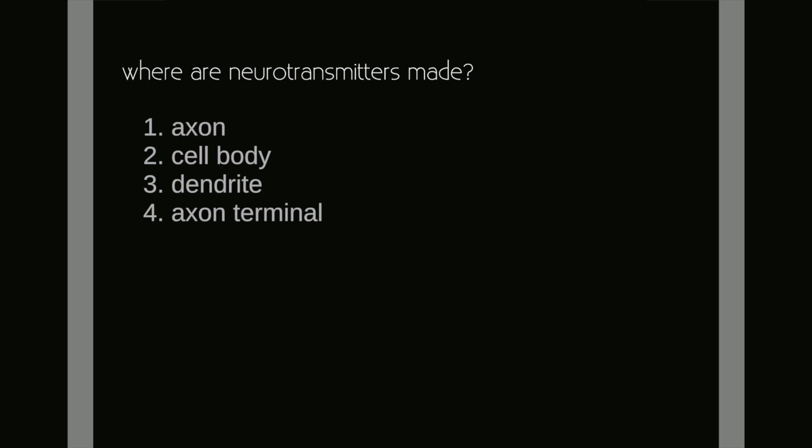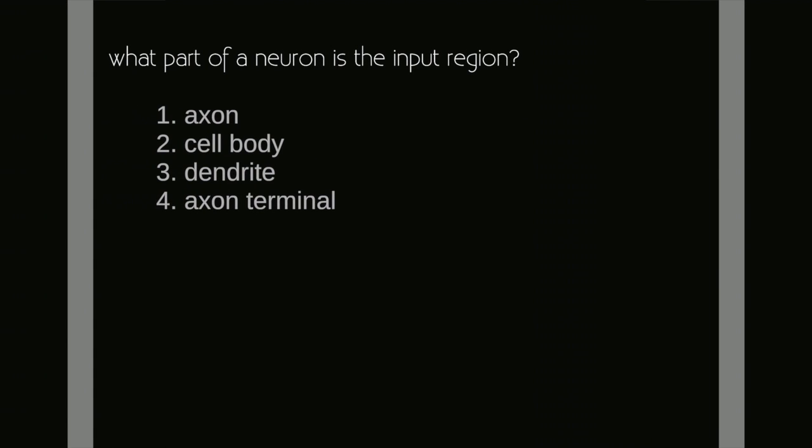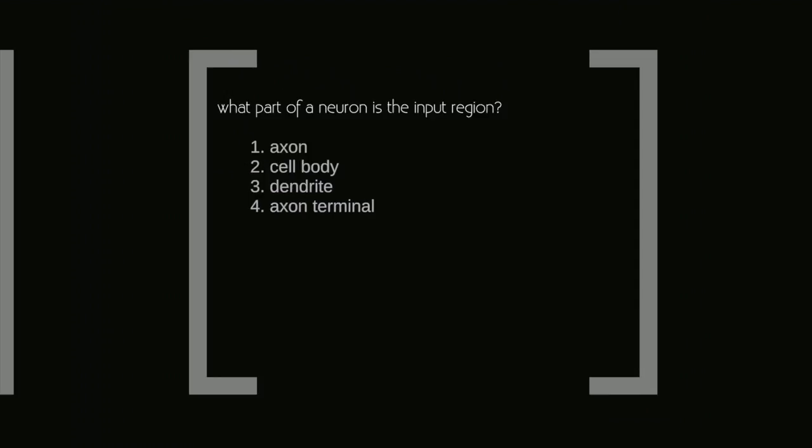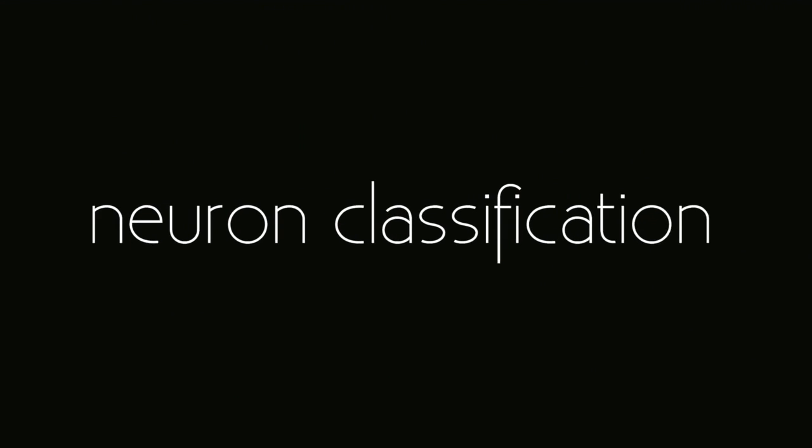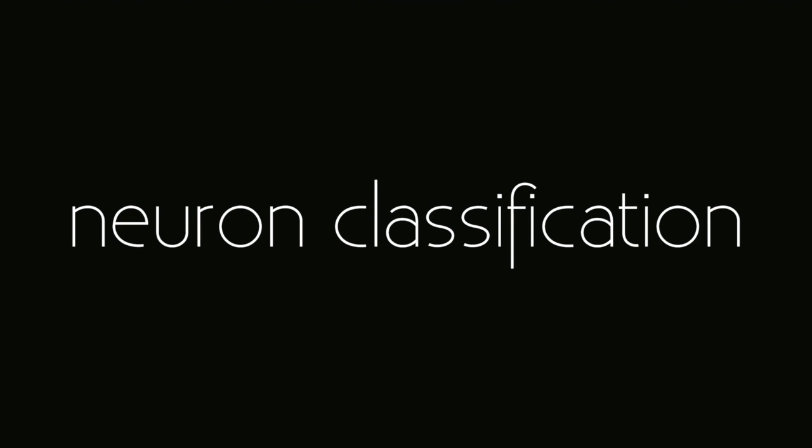Where are neurotransmitters made? And the correct answer is cell body. What part of a neuron is the input region? And the correct answer is dendrite. What type of cells transmit action potentials? The correct answer to that is neurons.